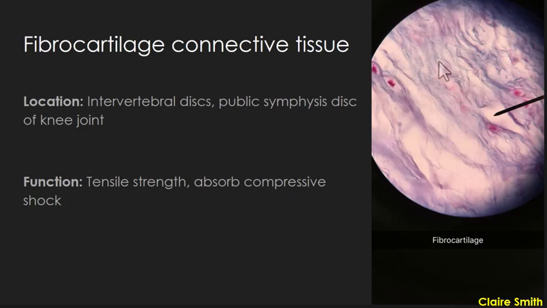And then the last type, fibrocartilage connective tissue. Again, chondrocytes with a nuclei. This one's one of my favorite. I think it looks like a planet, doesn't it? These are found in your intervertebral discs. So in your back, between your vertebrae, you have little discs of fibrocartilage to cushion. In your pubic symphysis and the disc of your knee joint or meniscus. Tensile strength and absorbing compressive shock, which makes sense if it's between your vertebrae or in your knee joints, absorbing that shock from your vertebrae compressing together.